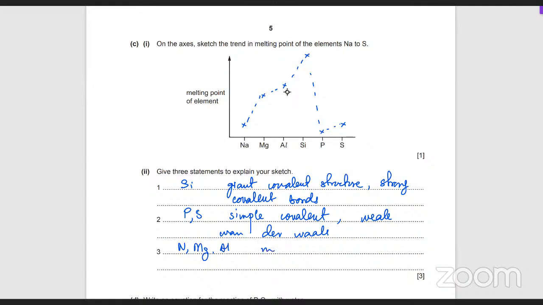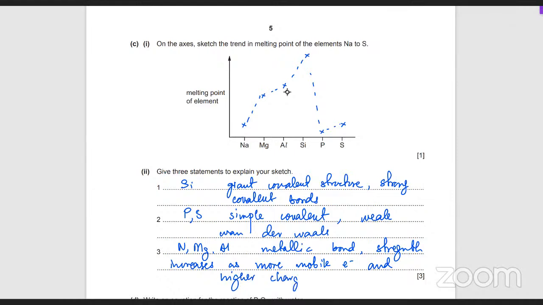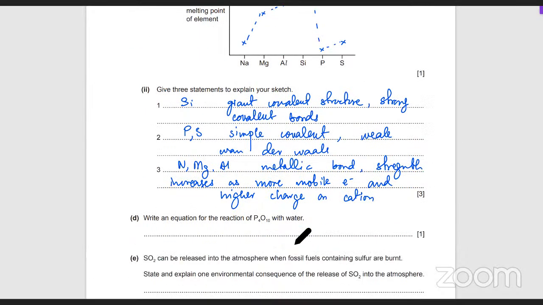They have metallic bonds, and its strength increases as you have more delocalized electrons, as you have more mobile electrons and higher cationic charge. So you've got a higher charge on the cation.